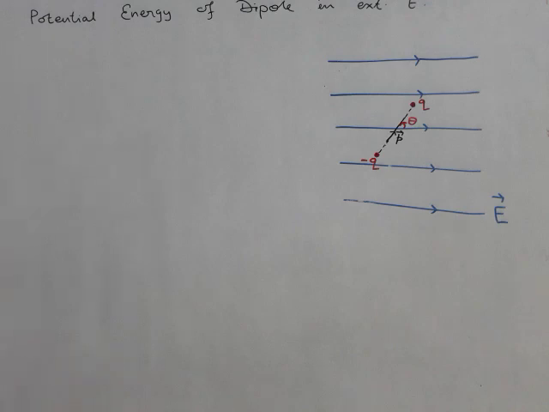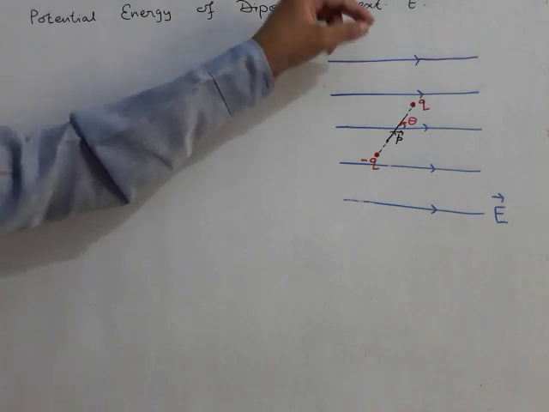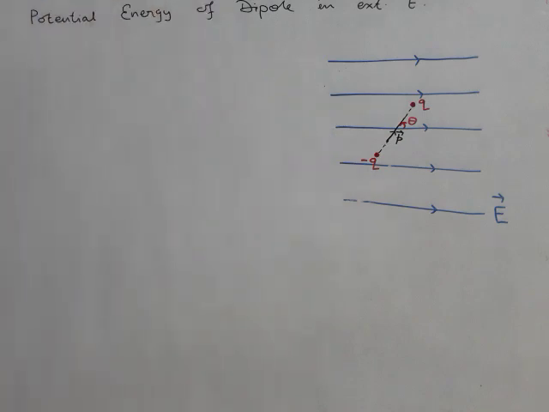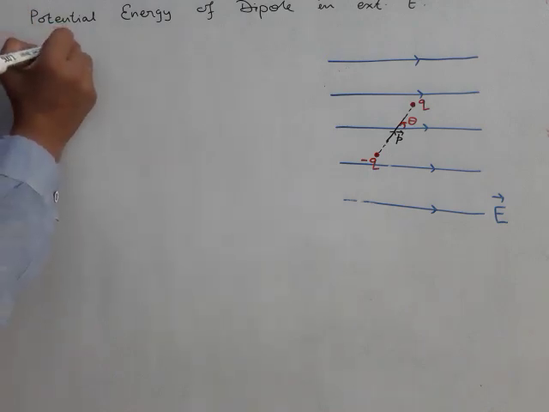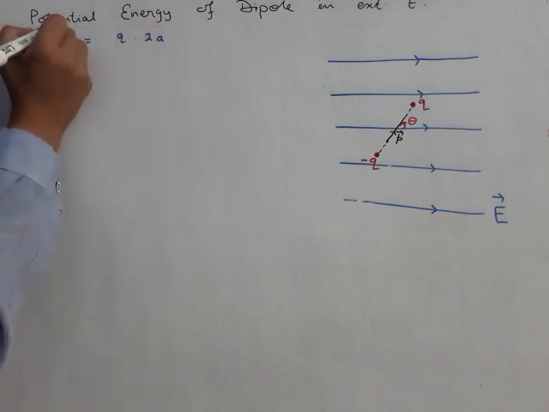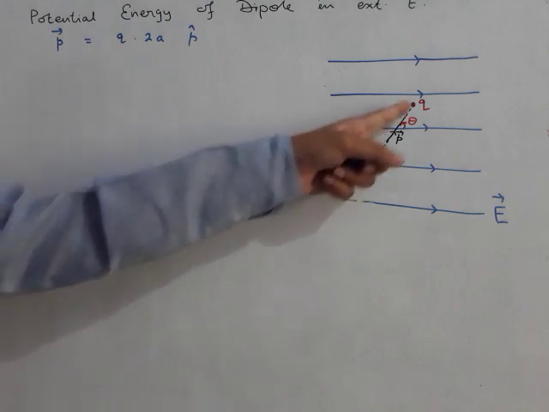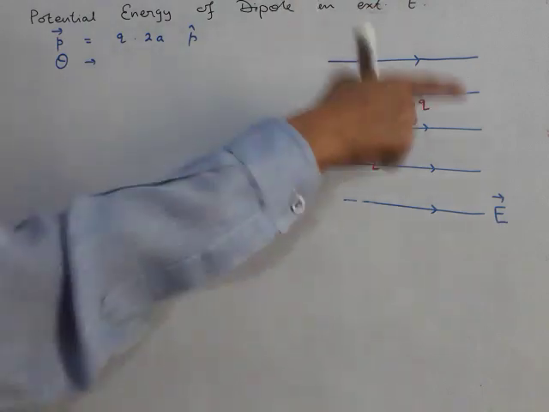The next topic that I would like to discuss is to find an expression for the potential energy of an electric dipole placed in external uniform electric field. This electric field, we will take it as uniform. Here as shown, there is a dipole placed. P vector is the electric dipole moment. You know P vector, it is a vector whose magnitude is q times 2a and is directed along P cap, where P cap is unit vector directed from minus q to plus q. So here theta is the angle between P vector and E vector.